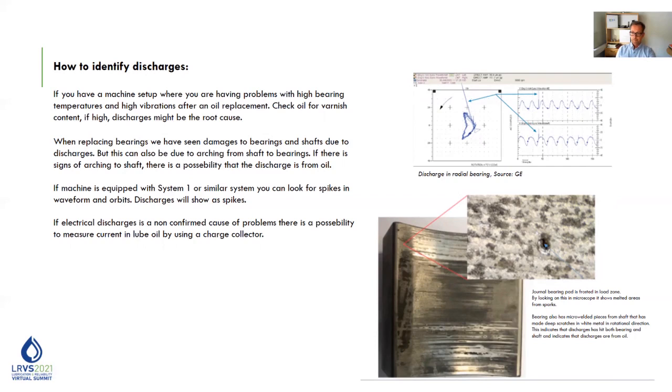This picture is from a root cause analysis we did last year. It was a syngas train that had been in trouble-free operation between overhauls for close to 15 years. And same story again. The client decided to replace the oil. The oil was replaced with a new type. And after a couple of months, they had problems with the bearing temperatures and vibrations and had to run on decreased load.